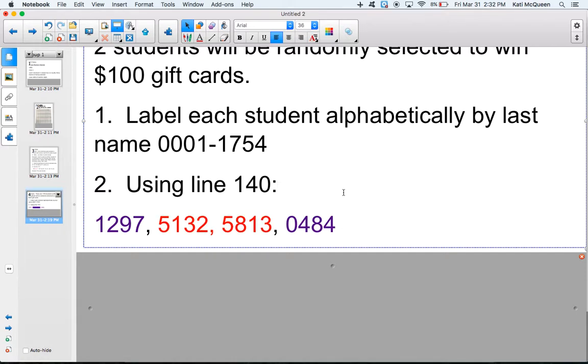So what I would do now is go to the master list of all students in the high school, and I would look up, when they're organized alphabetically by last name, who is number 1297 and who is number 484. And those would be my 2 that would be selected for my sample out of the whole school.